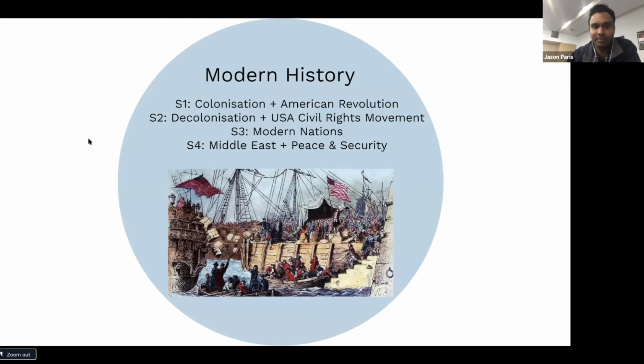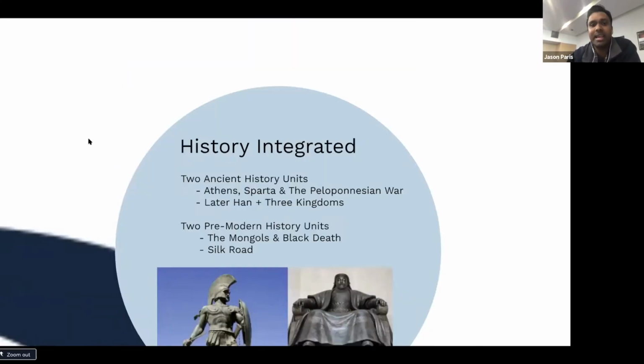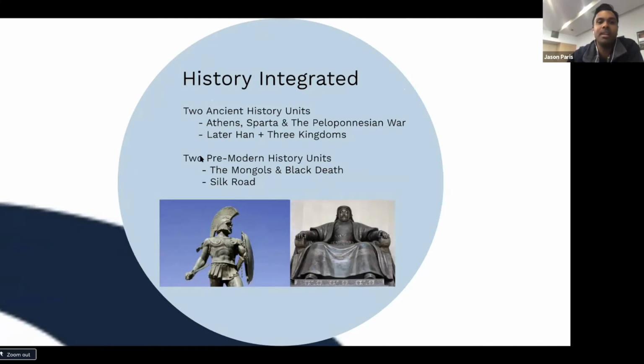When we contrast that to history integrated, they're currently doing the pre-modern history units this year, which is the Mongols and the Black Death and the Silk Road. So next year we start back with ancient history, and we'll alternate between ancient history and pre-modern history. We're looking at Athens, Sparta, and the Peloponnesian War in semester 1, and then the later Han and the Three Kingdoms in semester 2.